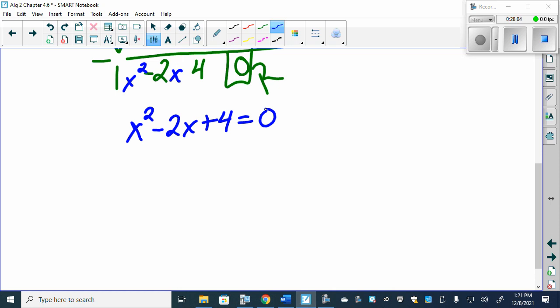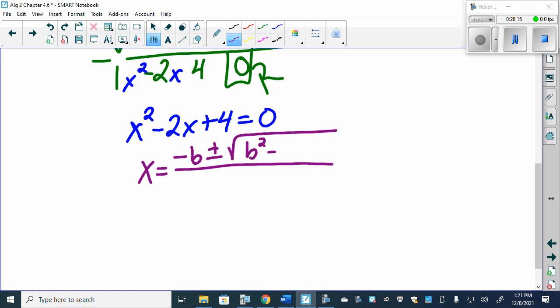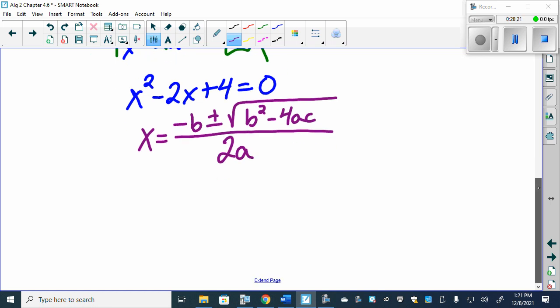Now, since we do have a middle term, we're going to need to use the quadratic equation. So x is going to equal negative b plus or minus the square root of b squared minus 4ac all over 2a. Because we do have a middle term for negative 2x. On all the ones we did previously, we just had the x squared and a constant. We didn't have a number with x. So we could use the square root method. But since this does have the negative 2x, we'll have to use the quadratic formula. And we just need to plug in for a, b, and c.